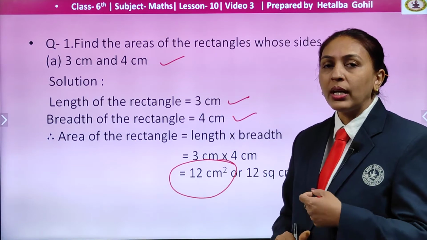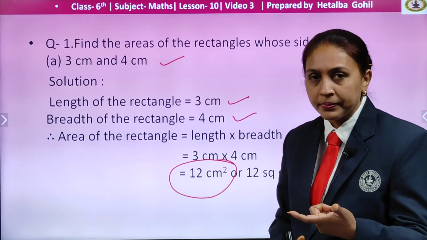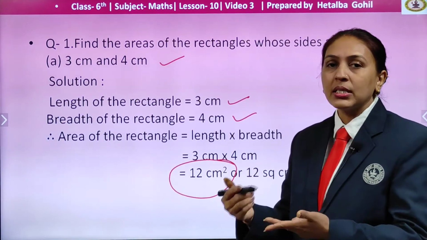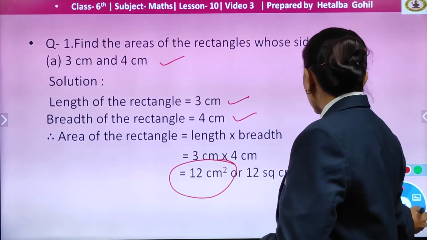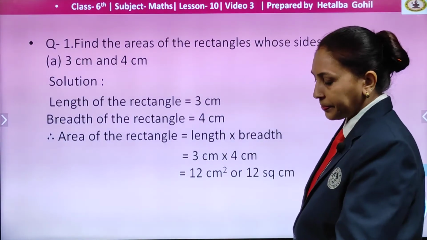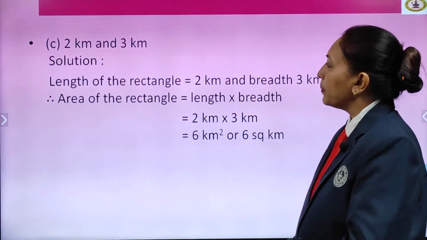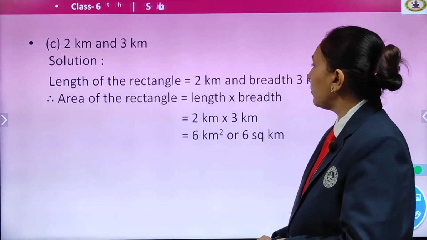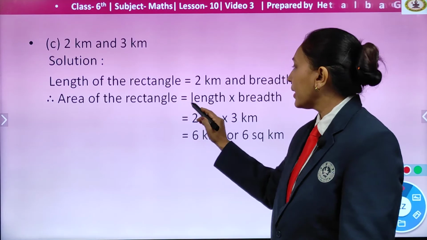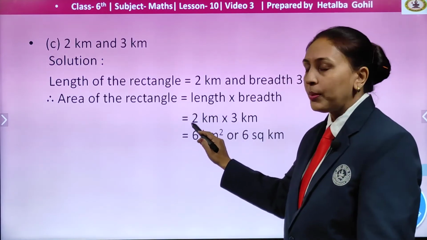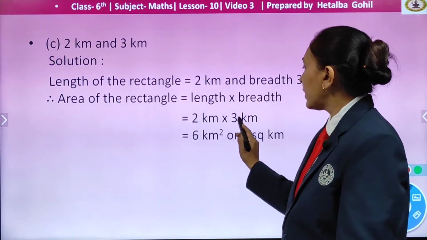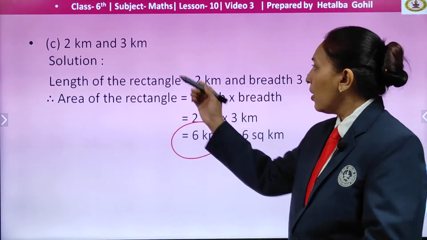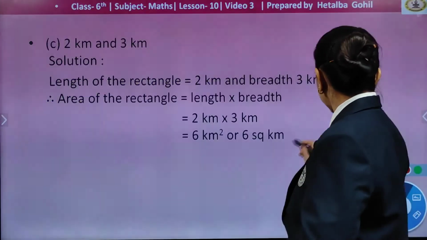In perimeter we only write centimeter, meter, kilometer. Here we write squares, whether centimeter square, meter square, kilometer square and so on. Question number 2. The length is given as 2 kilometer and the breadth is given as 3 kilometer. So area of the rectangle, L into B, that is 2 kilometer into 3 kilometer, 2 3s are 6 kilometer square, we get as our area of the given measurements.